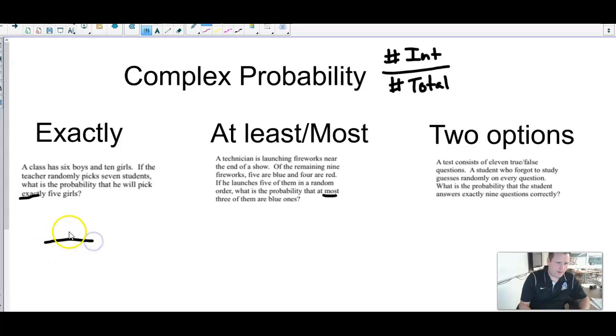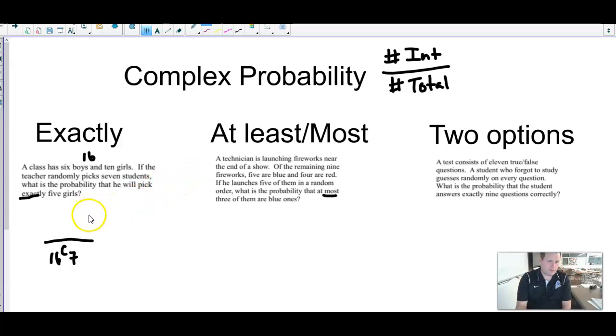So again, I'm going to have my fraction here, and my denominator is going to be the total number of ways of picking 7 students from the total, which is 16 total students, 6 and 10. So I want to know how I can pick 7 from 16. To do that, I would do 16 combinations of 7. That's what I would do in my calculator for that one.